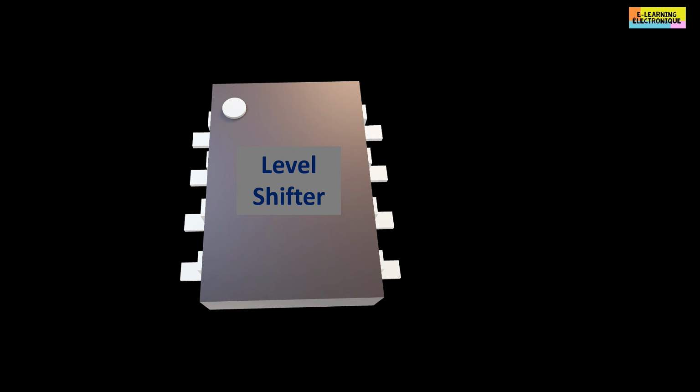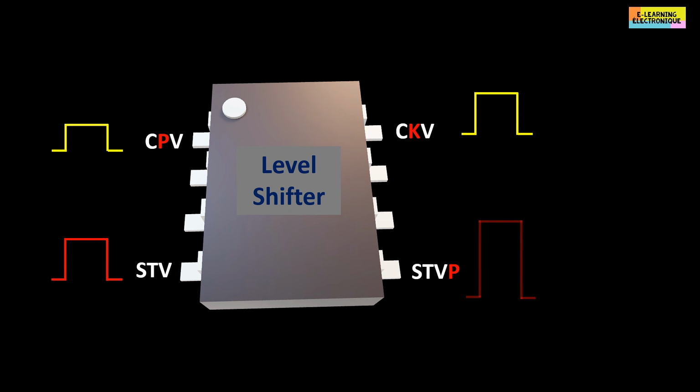The level shifter transforms CPV into CKV. The STV signal is transformed into STVP. CKV and STVP are the same signals as CPV and STV respectively, but CKV and STVP have a higher voltage value.